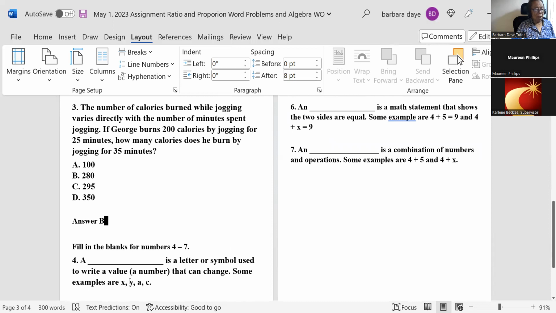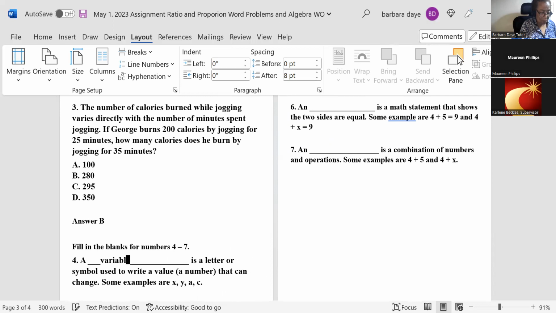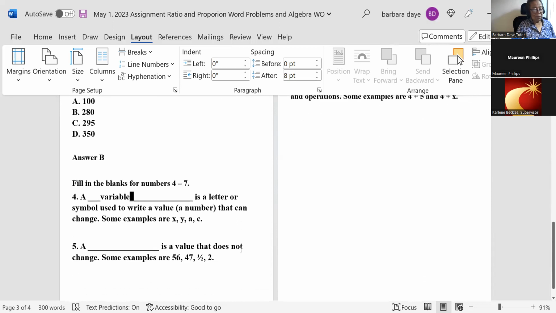Some examples are X, Y, A, Z. And remember I said it could vary from A to Z. What do you call that? A constant, no, variable. That's right, Maureen. So that answer is variable. So that's all you had to put there, variable. I think that's the last thing we went over.